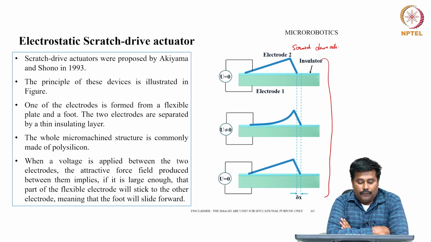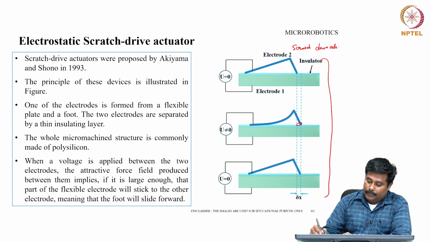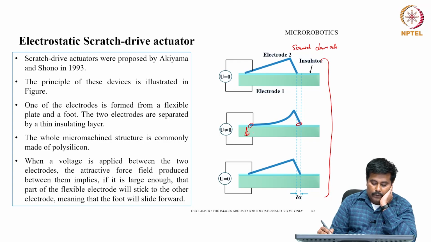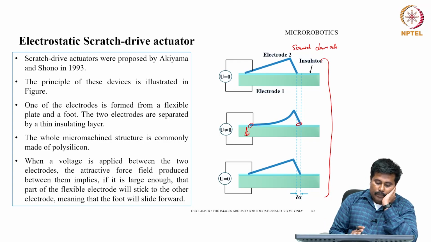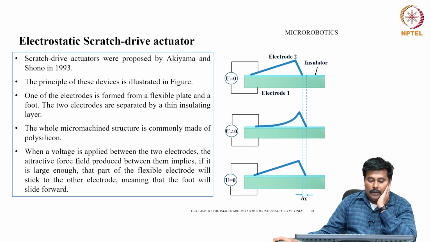One of the electrodes is formed from a flexible plate and a foot. So, the two electrodes, the flexible plate and the foot, are separated by a thin insulating layer. The whole micro machine structure is commonly made of polysilicon, and when a voltage is applied between the two electrodes, the attractive force field produced between them, if it is large enough, makes a part of the flexible electrode stick onto the other electrode, meaning the foot will slide forward.